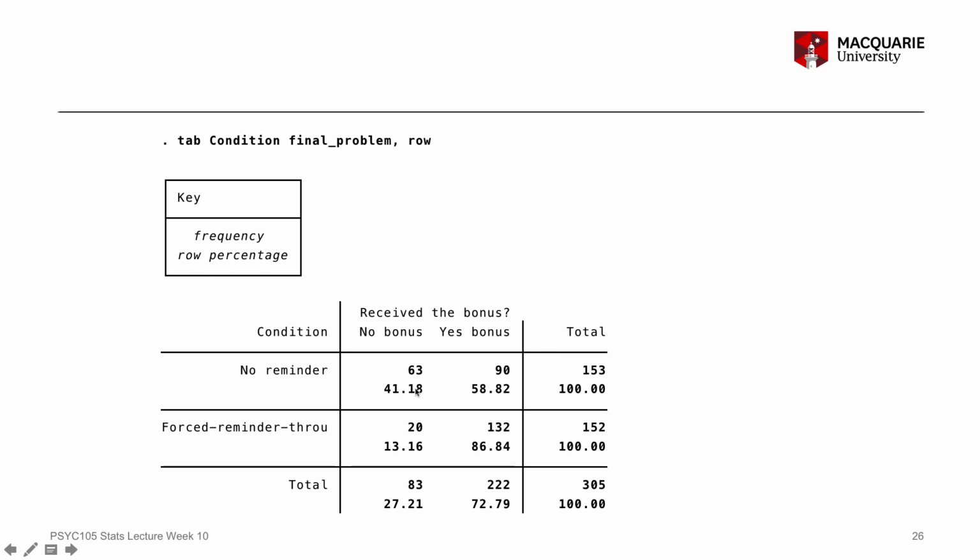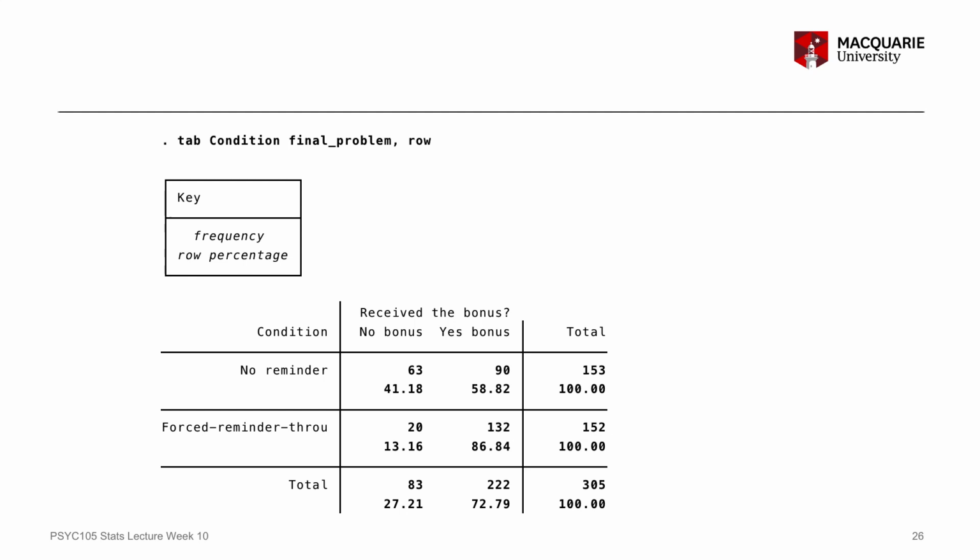But what you can see here is that in the no reminder condition, 41% of people didn't receive the bonus, 59% of people did receive the bonus. So it's reasonably similar, 41, 59%. Whereas in the reminder condition, it's a much different breakdown of people across the two categories of the DV. Only 13% of people didn't receive the bonus, whereas 87% of people did receive the bonus. So it's a much bigger difference between those who did versus didn't receive the bonus in the reminder condition compared to the no reminder condition.